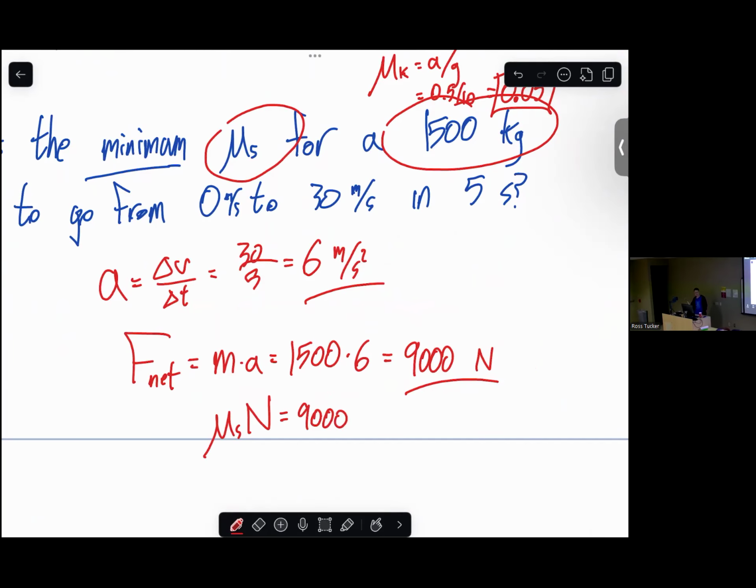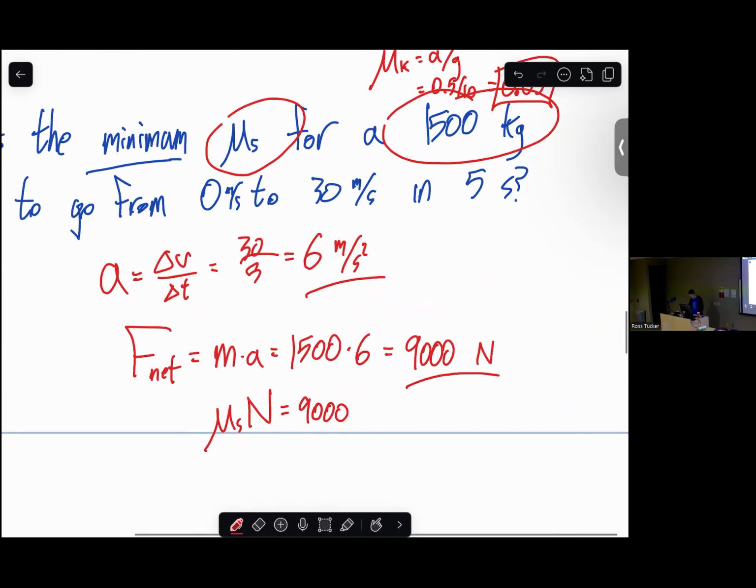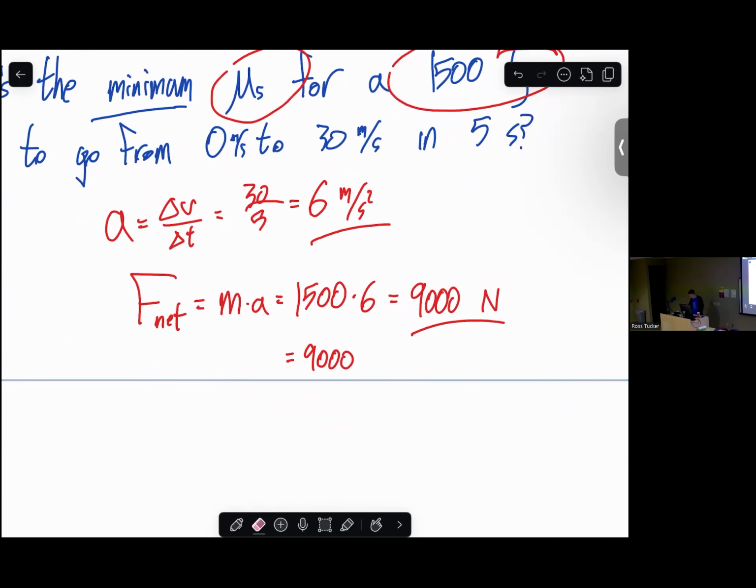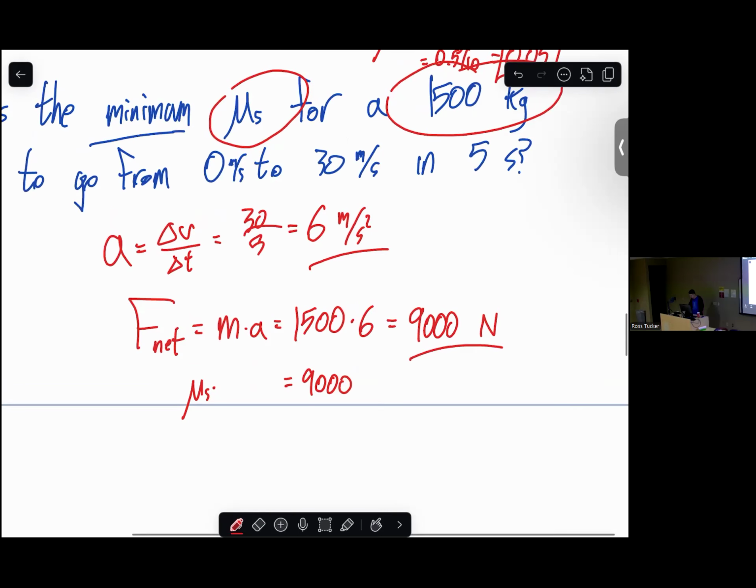net force. Oh, and what's N? Just like in the previous problem, it makes sense to apply N equals mg. mg would be 15,000. I could solve for mu_s: 9,000 over 15,000, which also goes by the name 0.6.